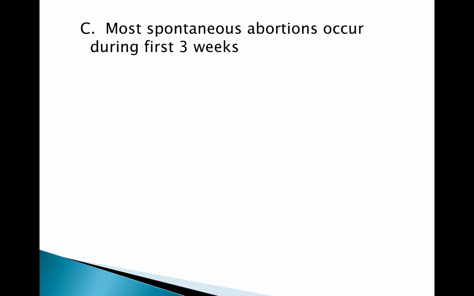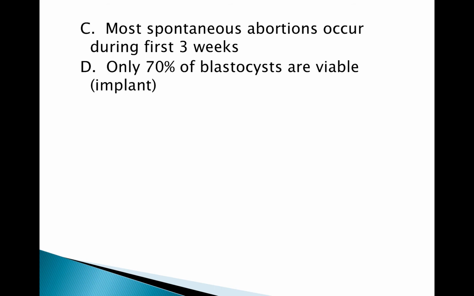And then if you remember, we talked about human development looking at the formation of a zygote, morula, and then the blastocyst. Only 70% of blastocysts are considered viable, in which implantation will occur. And then of that 70%, only 58% will survive week 1.